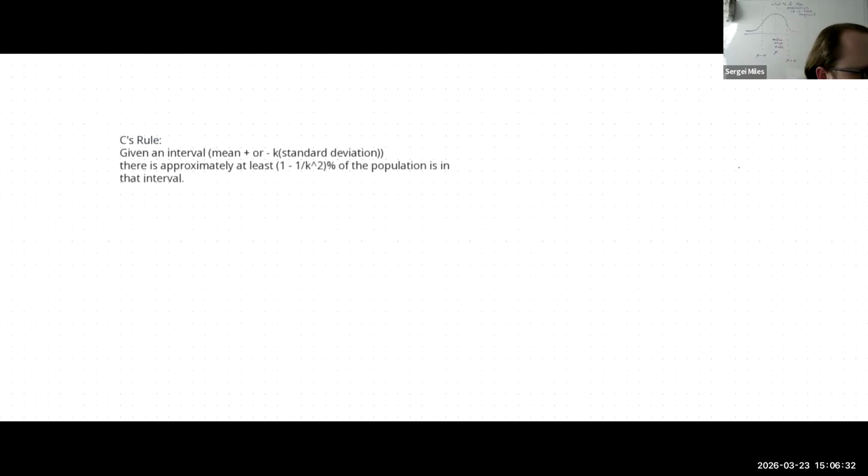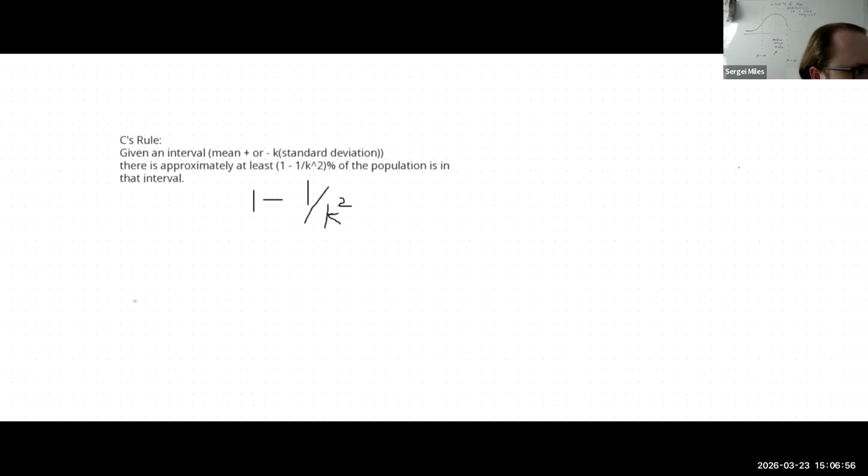If I were to write this as a formula or as an equation, this would be 1 minus 1 divided by k raised to the second power.